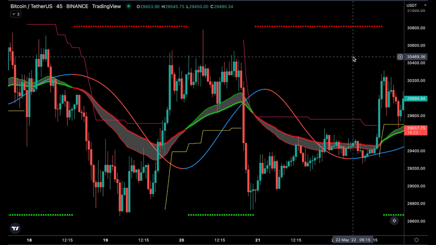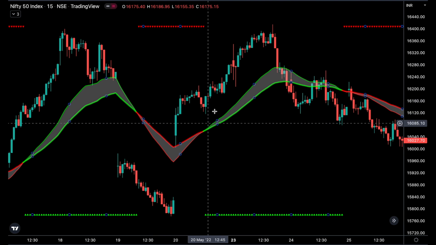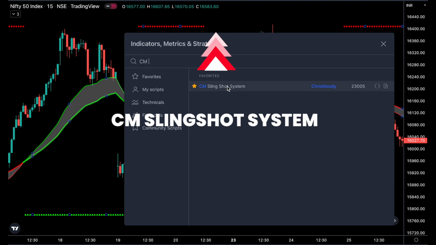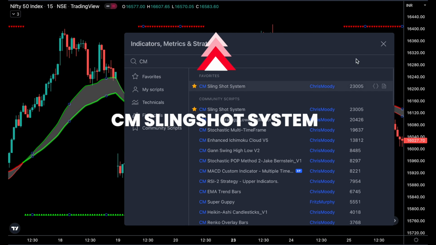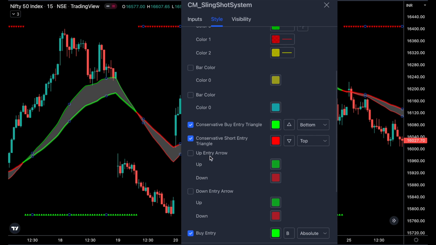Now let's take a look at these indicators and the default parameters that I've used for these indicators. So the first indicator that I use, this one over here, is the CM Slingshot System by Chris Moody. In the settings option, I have unchecked the bar colors, up entry arrow and down entry arrow.